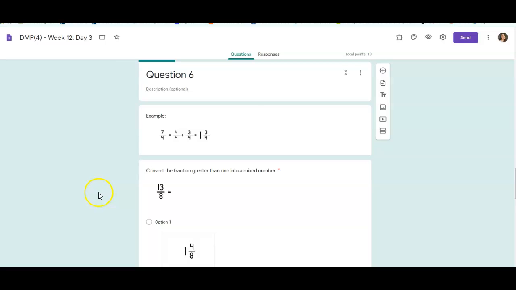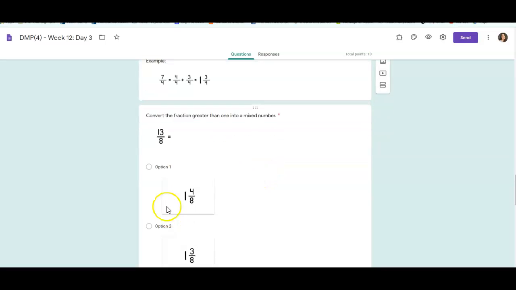Question number 6, we are converting the fraction greater than 1 into a mixed number. So this is our improper fraction. Improper means because the 13 is greater than the 8. That's why it's called improper. And we need to convert it to a mixed number. So let's visualize what's happening here.